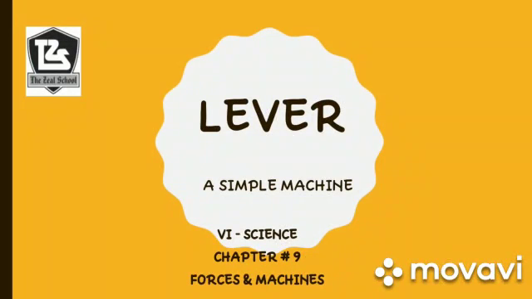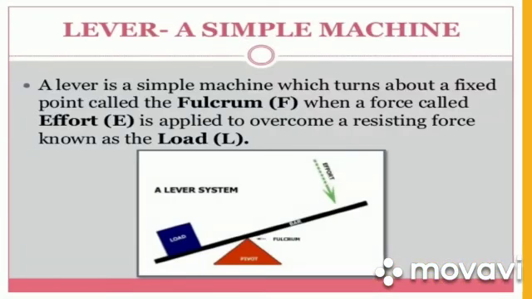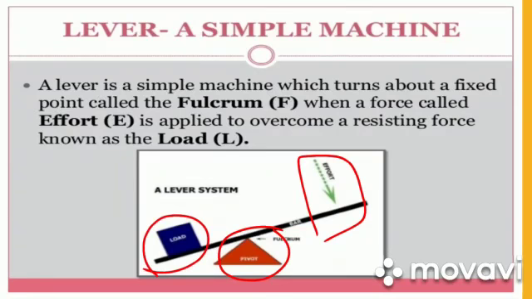Our today's topic is lever, which is a simple machine. Students, lever is the earliest simple machine. The definition of lever is: a lever is a simple machine which turns about a fixed point called fulcrum when a force called effort is applied to overcome a resisting force known as the load.